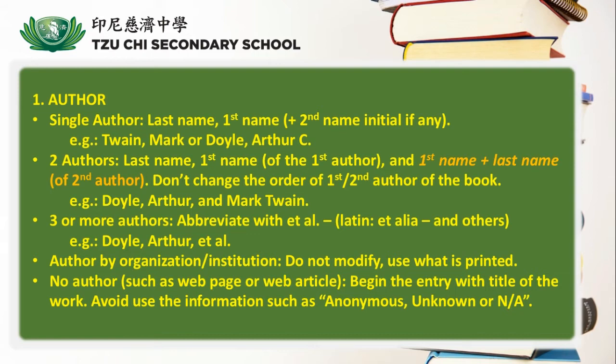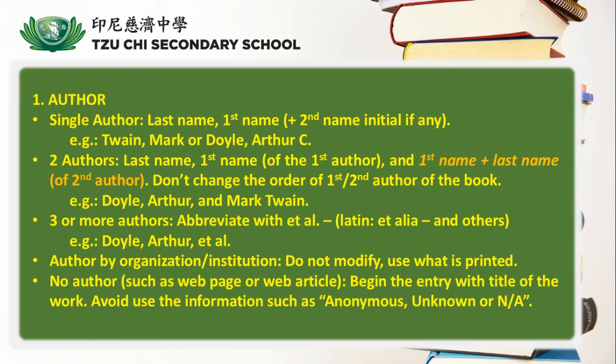And then if you have two authors, write the first author's last name, then a comma, and then the first author's first name, and then put another comma and write "and", and then write the second author's regular name: first name and then last name. Don't change the order of the first and second author of the book, okay?